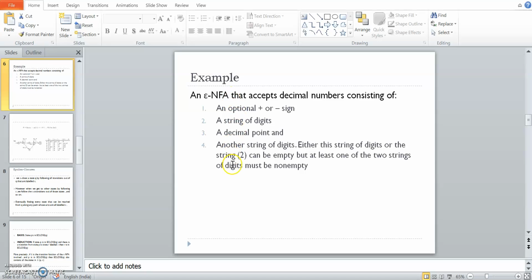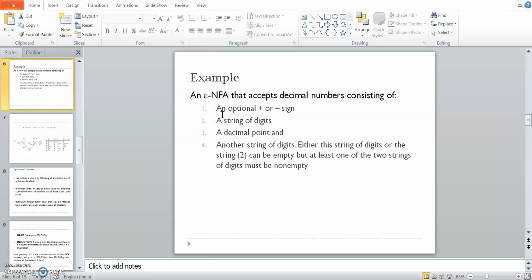We have to design an NFA, an epsilon NFA, that accepts decimal numbers, which consist of a plus or minus sign, a string of digits, a decimal point, and another string of digits. Either the first string of digits or the second string can be empty, but at least one of the two strings of digits must be non-empty.